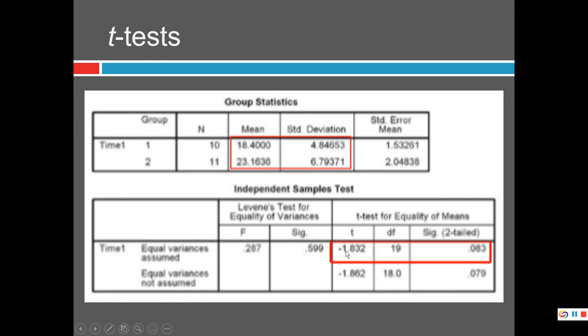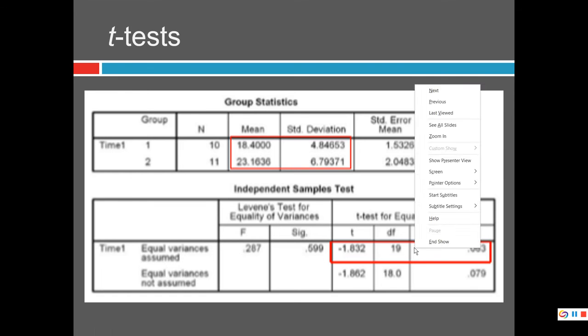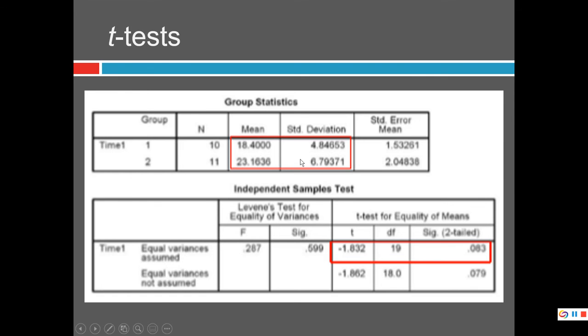So you would tell your readers, t, parentheses, your degrees of freedom of 19, equals 1.83, and your p-value of a little over 0.04. So this would have been a significant difference here.